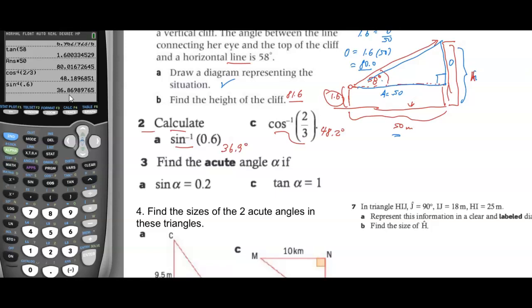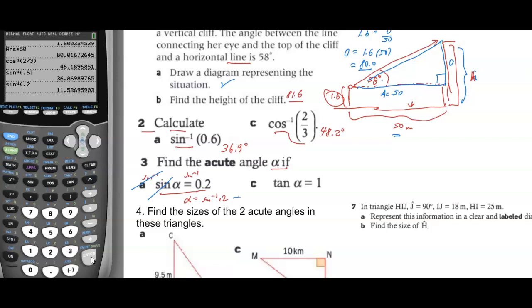Okay, find the acute angle alpha if sine of alpha is 0.2. So if sine of alpha is 0.2, then the inverse sine of 0.2 is alpha, right? How do you get rid of sine? You do the inverse sine of both sides. The inverse sine cancels with the sine because they are inverse functions, they undo each other, and you're left with alpha equals inverse sine of 0.2. Inverse sine of 0.2 is 11.5 degrees.